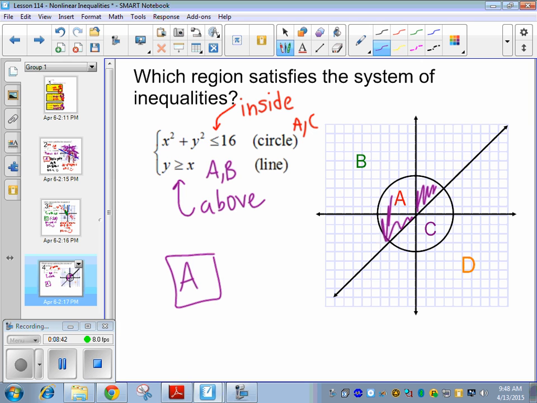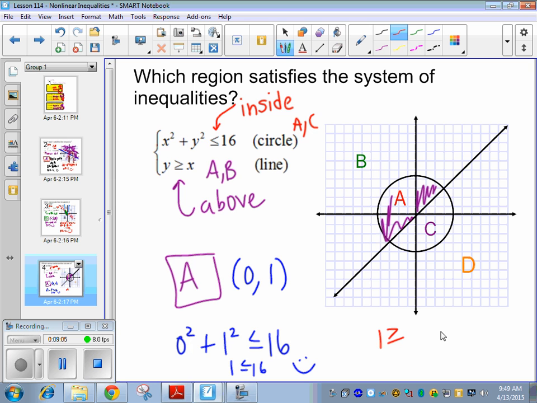So, Nolan, what's a good point to test? Okay, 0, 1 would work. So 0 goes in for x, 1 goes in for y, which gives me 1 is less than or equal to 16, which is true for the circle. And then 1 goes in for y, and 0 goes in for x. 1 is greater than or equal to 0, so true, true. We got it right.